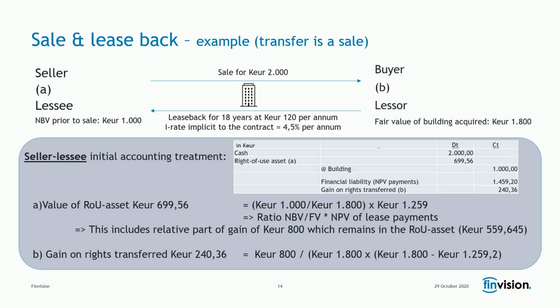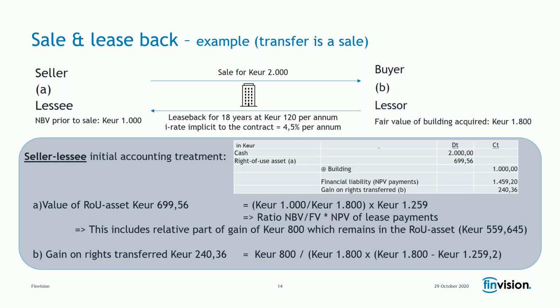How do we come now to the 700k and the 240k? I think the other three amounts we already discussed. So basically, the value of the right of use asset is calculated using the ratio between the net book value that was in the books, 1 million, compared to the fair value of the asset sold, and then multiplied by the net present value of the lease payments.